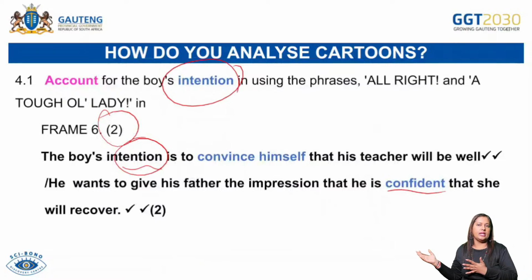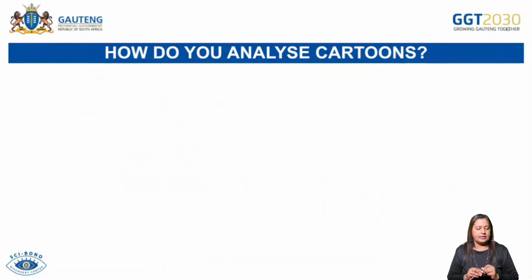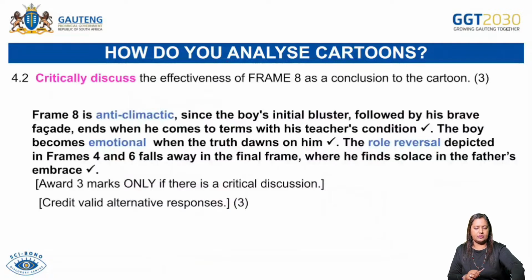A straight recalling of information to say, this is what Curtis went through, and he believes his teacher is going to be well because he knows her to be a tough old lady. That idea will come through. 2 marks there. Right. The next one is to then look at the next question. There we go. Critically discuss the effectiveness of frame 8 as a conclusion to the cartoon.